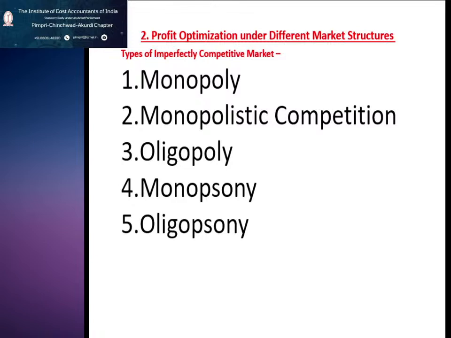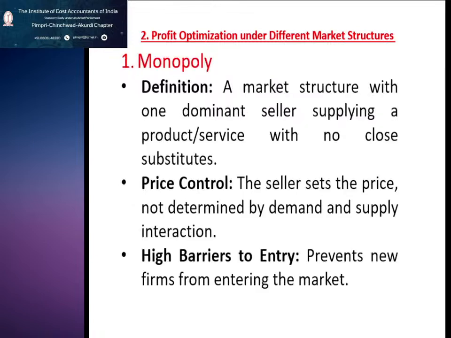Oligopsony. So that's the tricky pronunciation over here. Monopsony and oligopsony. Okay, so these are the 5 imperfectly competitive market. Now let's deep dive into each and every market now.